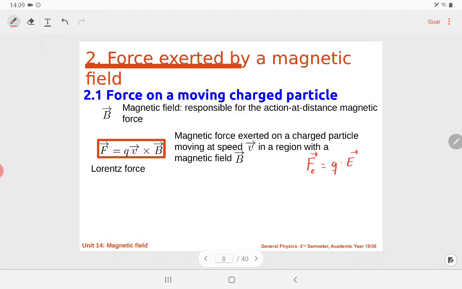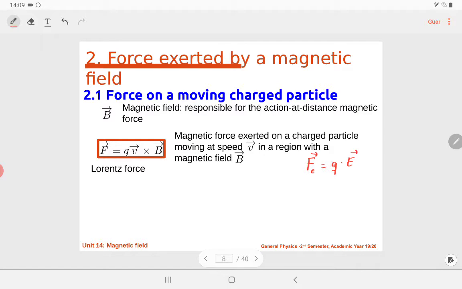On the one hand, they are both proportional to the amount of charge. So the bigger the charge, the bigger the force. There is also another similarity: they're both proportional to the field. The bigger the field, the bigger the force. However, there's one big difference, and it's that the magnetic force needs the particle to be moving. If the particle does not move, there is no magnetic force exerted on it. However, if there is an electric field, there will be an electric force exerted on the charge.